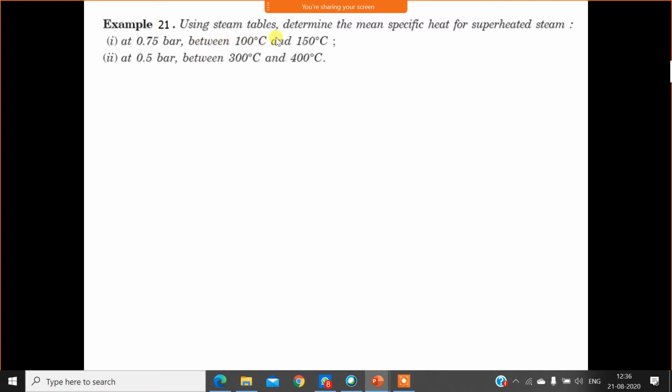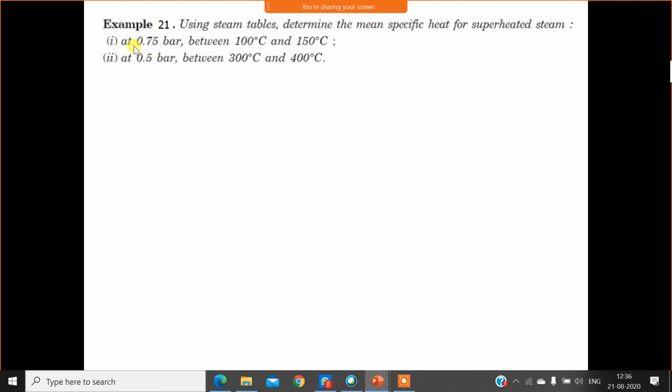Using steam table, determine the mean specific heat of superheated steam. Specific heat of steam is Cps. We have to determine the specific heat Cp of superheated steam.